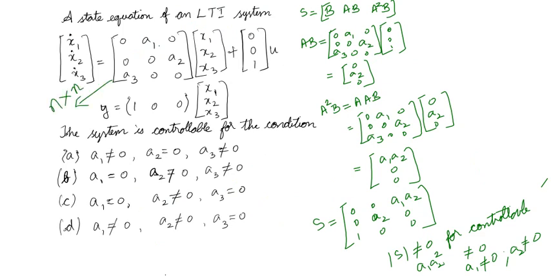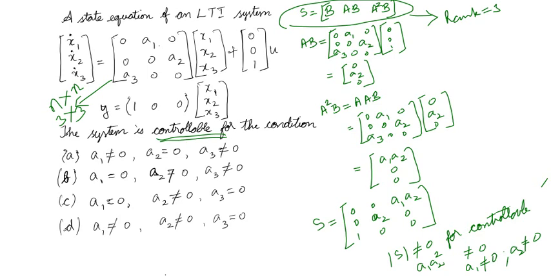Okay, that is your 3 cross 3. So the rank of S, the rank of this matrix, should be equal to 3. Then only I can say the system is controllable. But in this problem, they have already said it is controllable. They are asking under what condition.